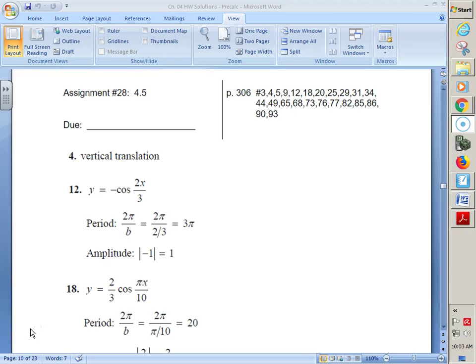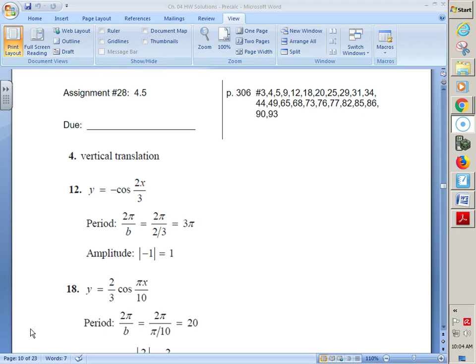The Google Classroom grade, though, is what dings you if you don't have it done when you should. Okay, here we go. Number 4, vertical translation had something to do with D, right? Or sinusoidal axis or something like that. Number 12, your period was 3 pi, 2 pi over b. B was 2 and 3. It was 2/3, like we saw yesterday, which is multiplied by the reciprocal.